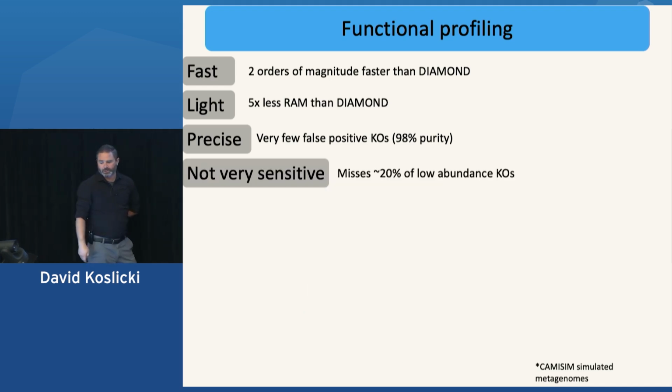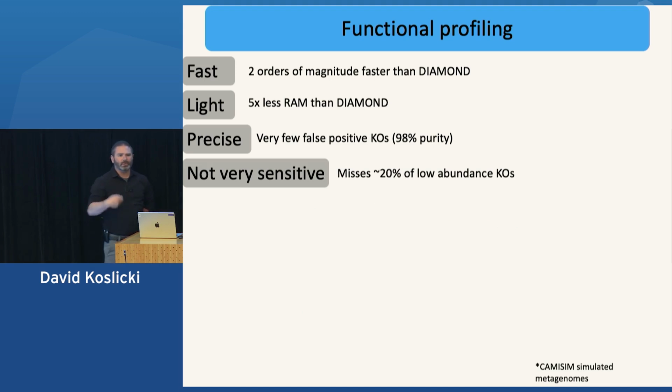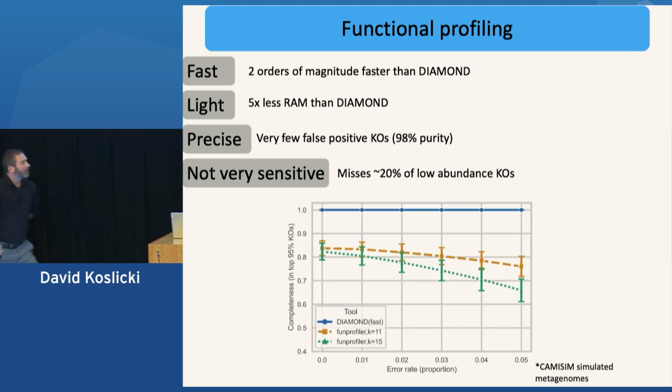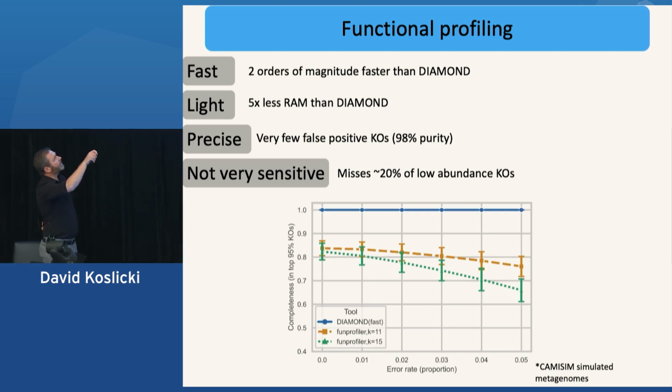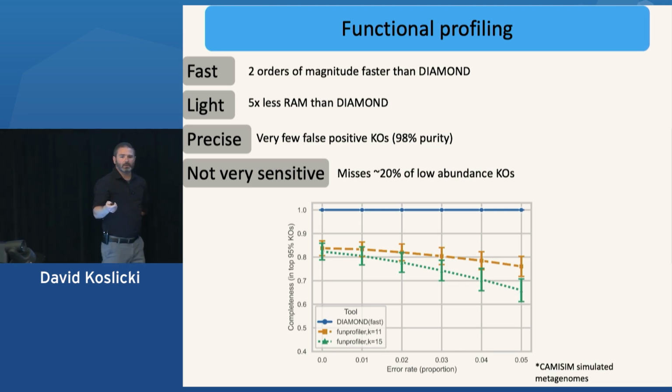But of course, there's no free lunch. It's not as sensitive, which makes sense because you're doing a sketching approach. You're throwing away some information, so you're going to miss out on a few things. So for example, here again, error rate on this side is completeness. Diamond is wonderfully complete, gets 100%, but it's not super precise. But on the flip side, we get about a 20% performance hit in our completeness. So basically, this functional profiler is great for a high-level general idea of large data sets.